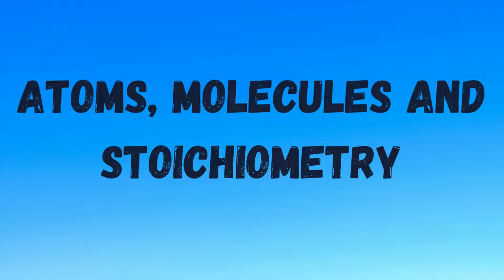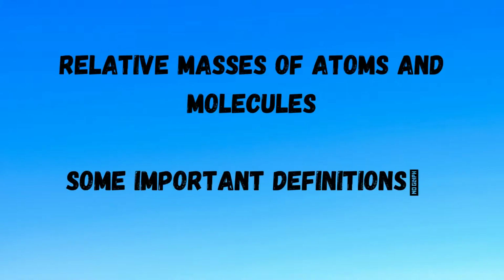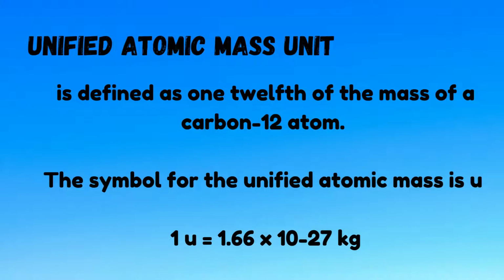Today I would like to help you with the topic atoms, molecules and stoichiometry. At first, let's see relative masses of atoms and molecules, some important definitions. Atomic mass unit, or unified atomic mass unit, is defined as 1/12 of the mass of a carbon-12 atom, and we use the symbol u, and it has a value of 1.66 times 10 to the power minus 27 kilogram.